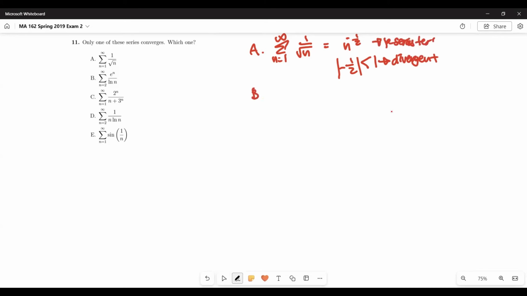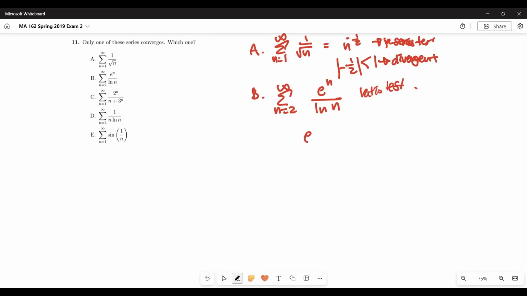Okay, let's look at option B. The sum from n equals 2 to infinity of e to the n over ln n. In this case, what we're going to do is the ratio test.